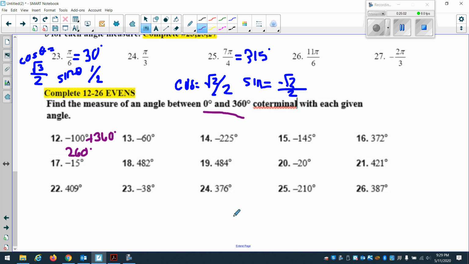Okay, let's see. Another one was 18. So 482, that's greater than 360. So I want to subtract 360, and I end up getting 122. So again, they're just asking for the coterminal angles of these. They're not asking for exact values, because you would need your calculator to find out the exact value of 260 and 122, because it's not a specific point on the unit circle.